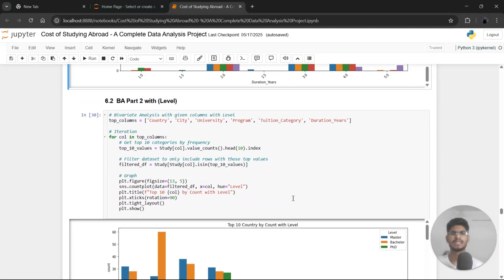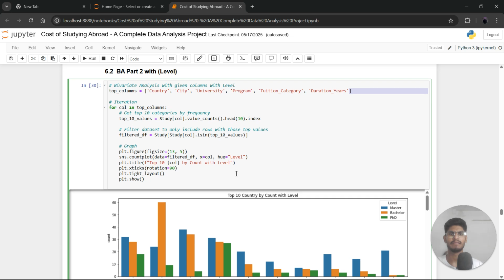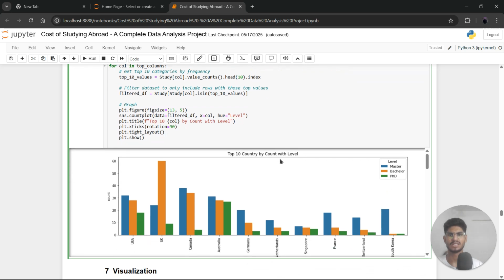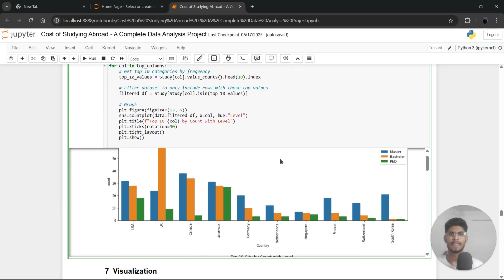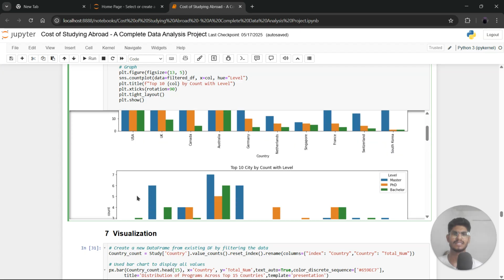Now we will see the distribution or the relation between the levels and these columns. With the level we have masters, bachelors, or PhD. So we will see which country is offering you the most bachelors, masters, or PhD. You can see right here.